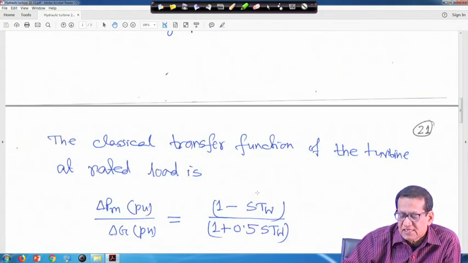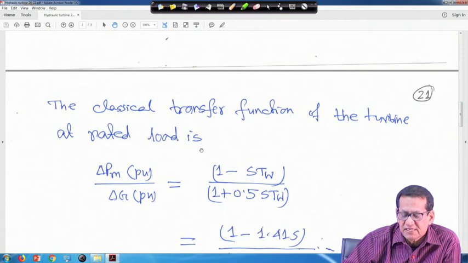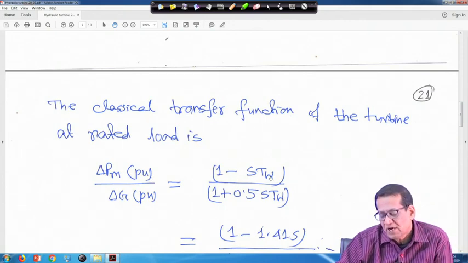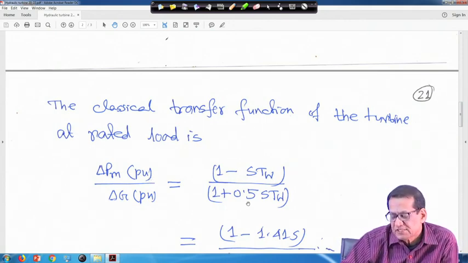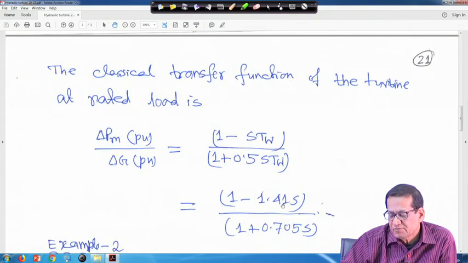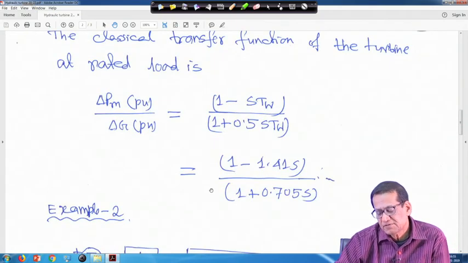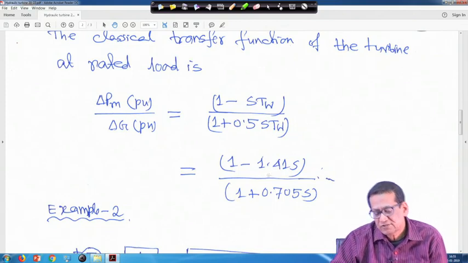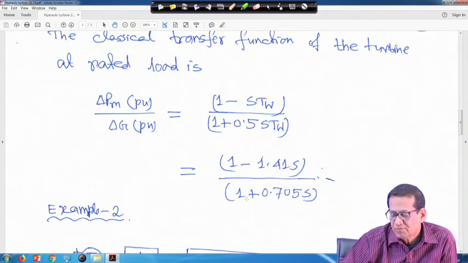Now, the classical transfer function of the turbine at rated load is, we know, 1 minus s TW upon 1 plus 0.5 s TW, right. So, you put TW as 1.41 second in both the numerator and denominator, then the transfer function will be 1 minus 1.41 s upon 1 plus 0.705 s, right.